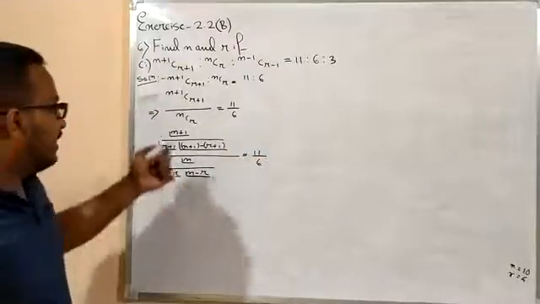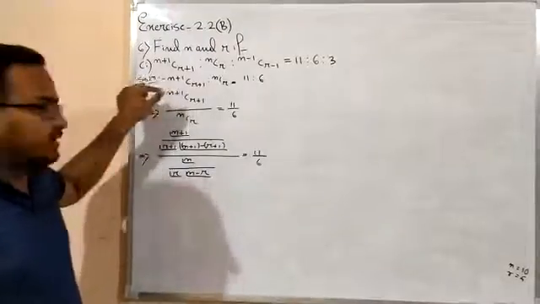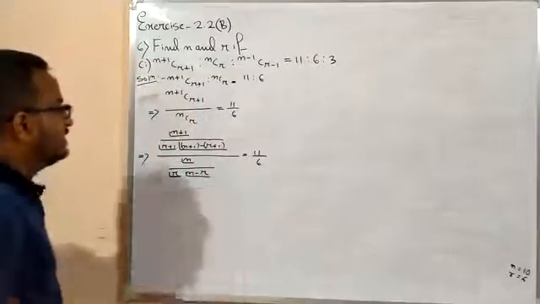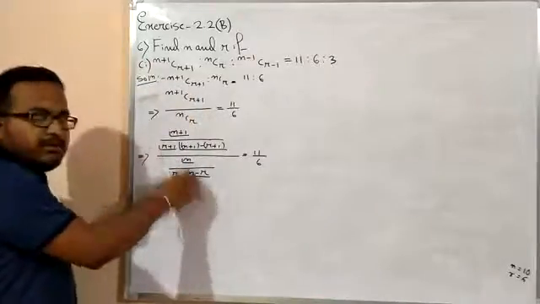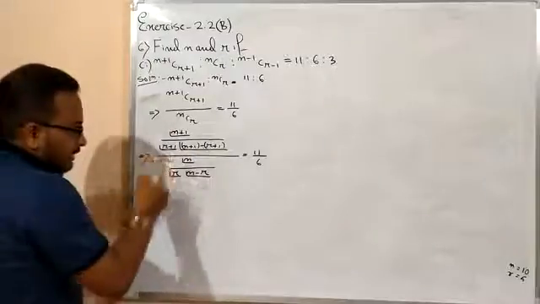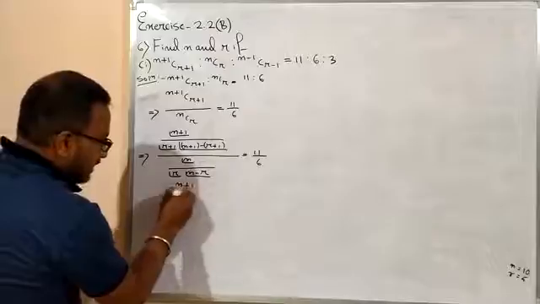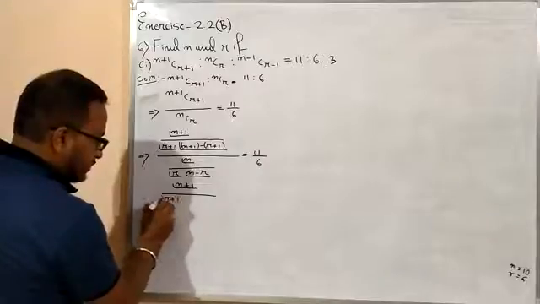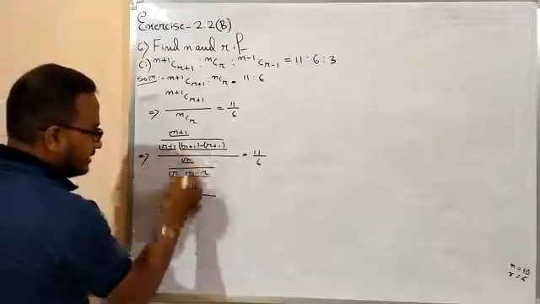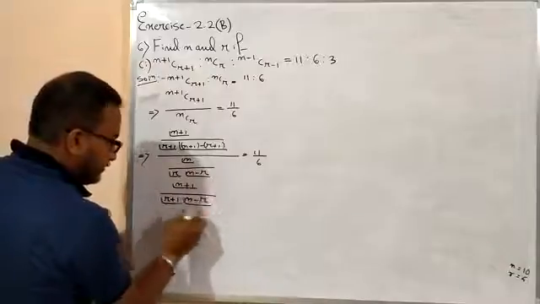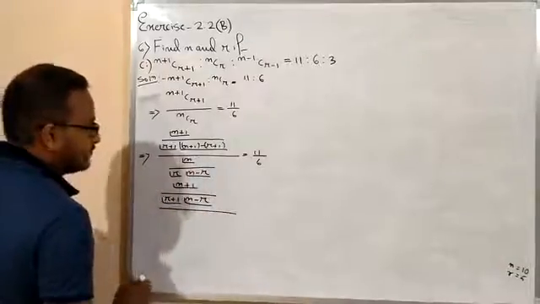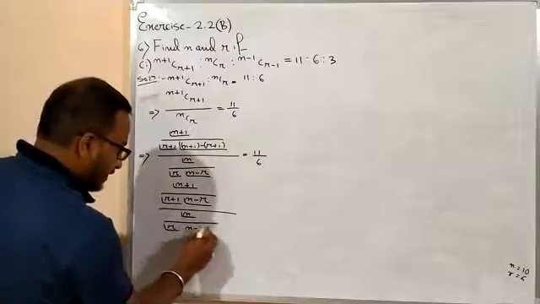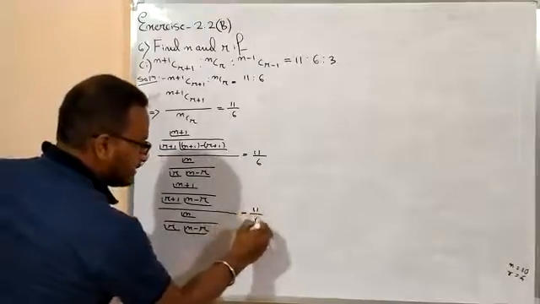Nothing I have done. I just apply the formula, I just apply the definition of combination. That means nCr is factorial n by factorial r into factorial n minus r. We have to calculate it properly. It will be factorial n plus 1, then factorial r plus 1, and n plus 1 minus r plus 1 is n minus r. Whole thing divided by factorial n by factorial r into factorial n minus r equals to 11 by 6.